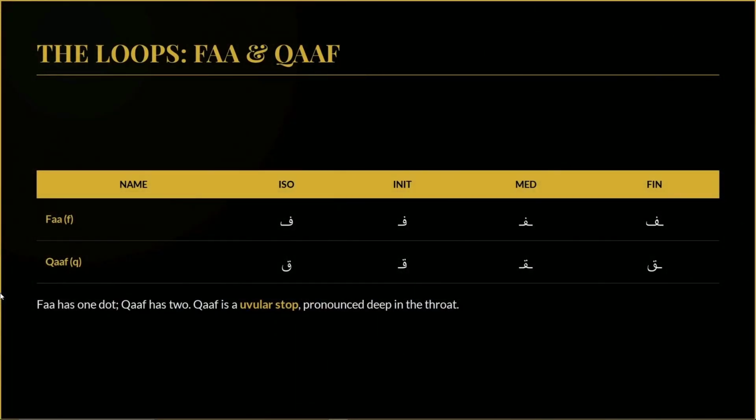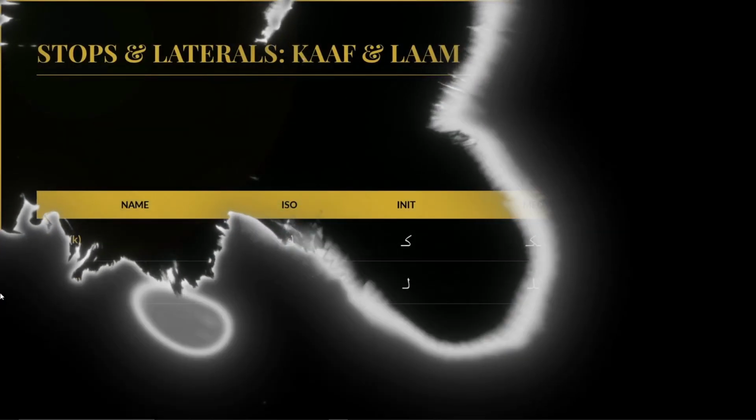Family 7, the loops: Fa and Qaf. Fa is our standard F sound. Qaf, however, is a deep uvular stop. It is a K sound articulated from the very back of the vocal tract. Observe that Qaf sits deeper below the line in its isolated form.